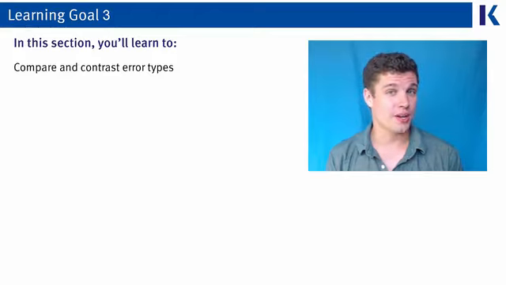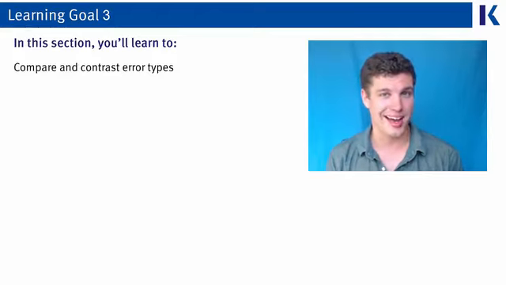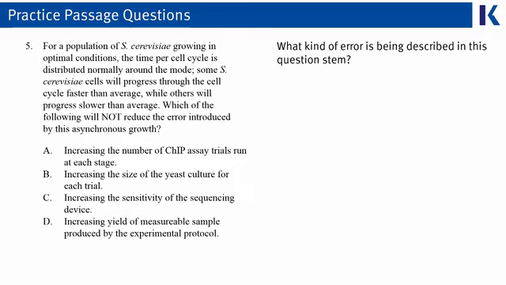In our third learning goal, we'd like to take a look at something that is routinely tested on the MCAT, comparing and contrasting different types of error. Question 5 may not come right out and say it, but this question really hinges on determining the type of error. After all, it asks about reducing the error, and to reduce the error, you've got to first know what kind of error you have.